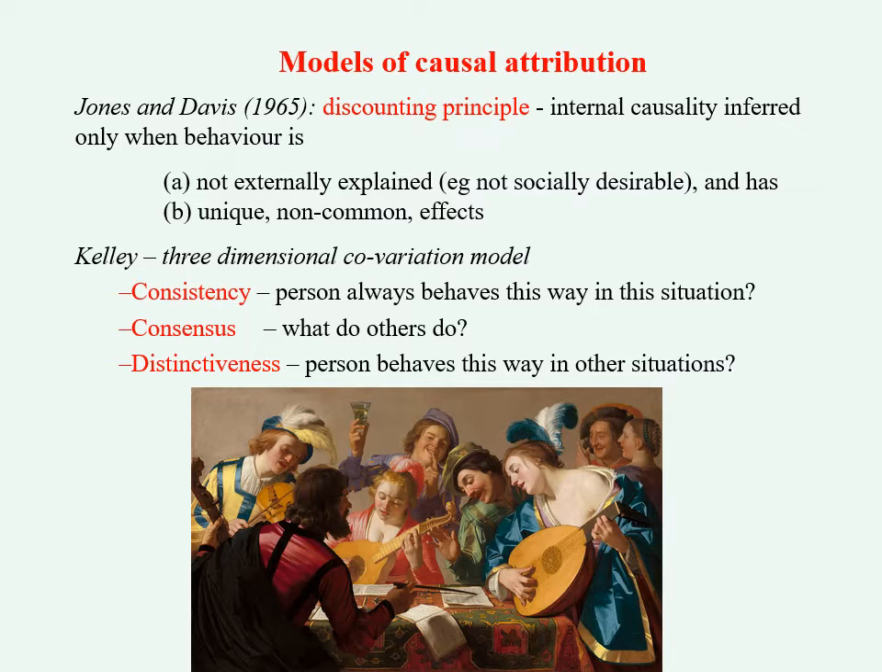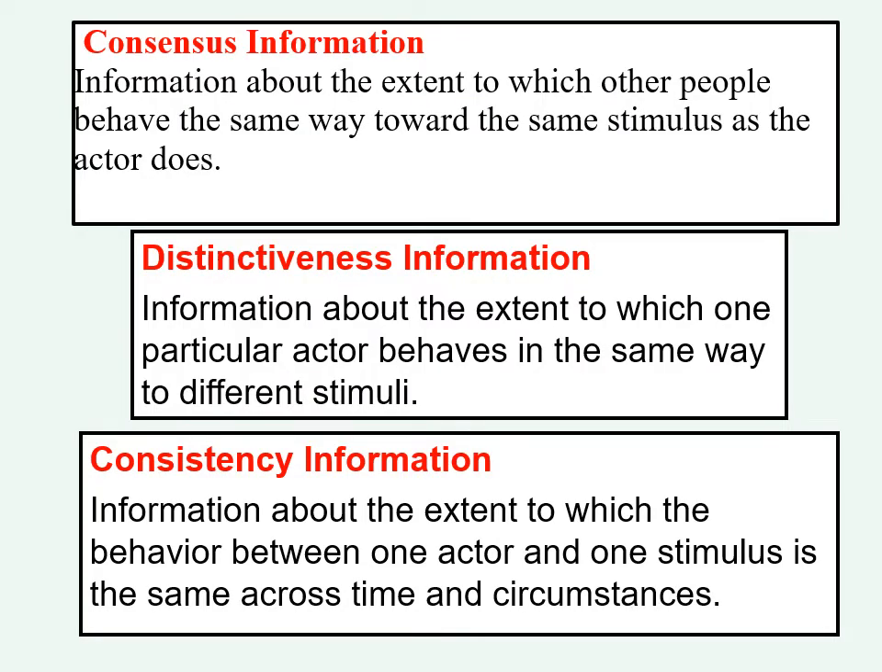The second dimension is consensus, comparing the target's behavior with the behavior of others. What do other people do in that same situation? And finally, distinctiveness is observing whether the observed person behaves that way in other situations as well. In other words, if the behavior is distinctive for that individual. So these are the three dimensions that Kelley proposed. Consensus is what do other people do. Distinctiveness, whether the behavior is generalized across other situations. And consistency, whether the behavior of the actor in that situation is the same across circumstances.